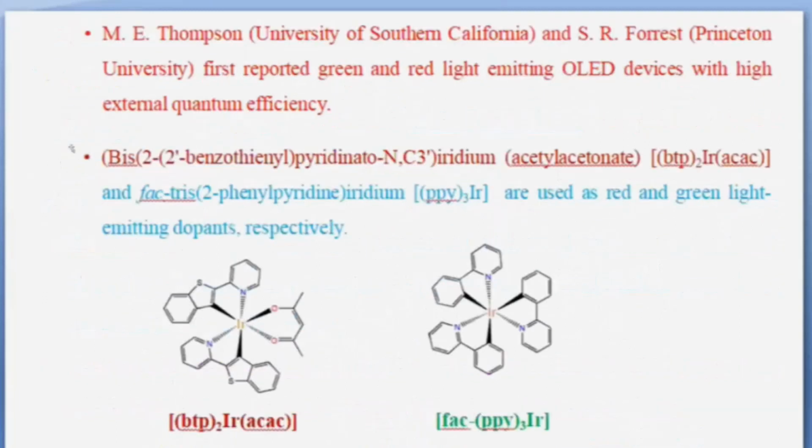Now the history of these complexes. First, Thompson, at the University of Southern California, produced some iridium complexes and used them in OLED devices. Then the two well-known complexes are here. One is a red emitter and the other is a green emitter. In the red emitter, acetylacetonate is used as the ancillary ligand and benzophenylpyridine is used as the cyclometalating ligand. This is a green emitter, and its cyclometalating ligand is phenylpyridine. These are two well-known patented emitters.